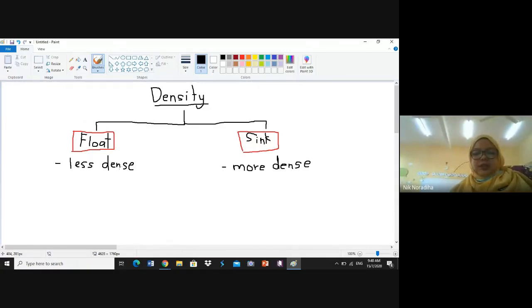Teacher already included in my announcement before you join the class. You must prepare the notebook or any notebook, as long as you can write inside it. Any notebook, I don't mind. It's okay.